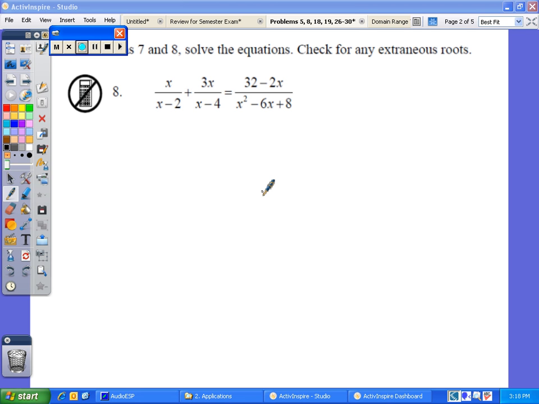In the next problem, we have the directions to solve the equation and solve for any extraneous roots. And in solving this problem, my first goal is to eliminate the denominators. And to eliminate the denominators, I really have to look at any denominator which can be factored.